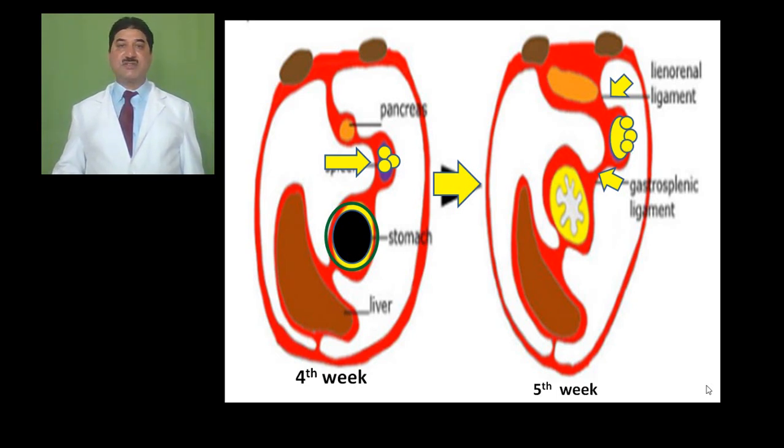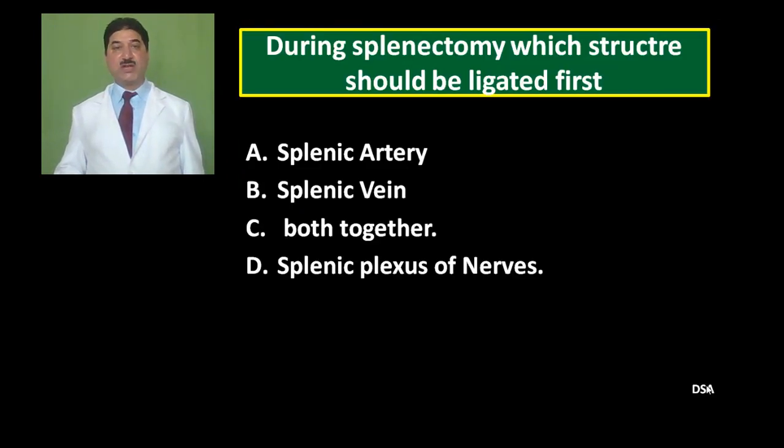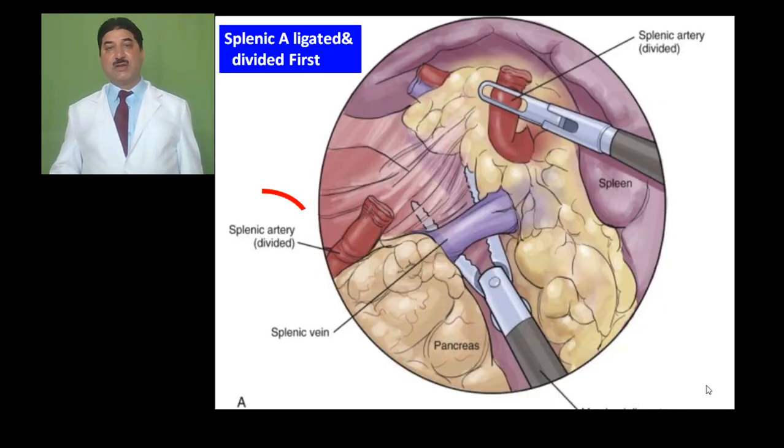During splenectomy, which structure should be ligated first? Splenic artery, splenic vein, both together, splenic plexus of the nerve. Splenic artery should be ligated first because it will decrease the hemorrhage. It will also decrease the size of the spleen and it makes mobilization easy. As shown in this diagram, splenic artery is to be ligated first, followed by ligation of the splenic vein.